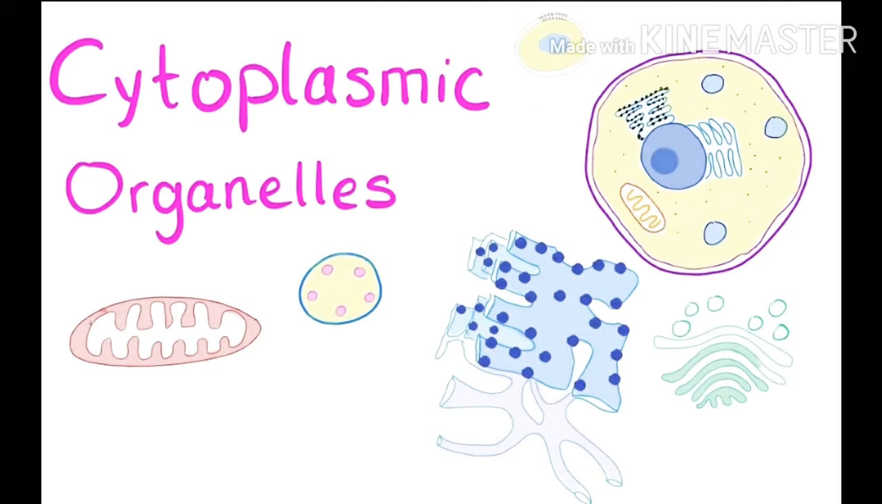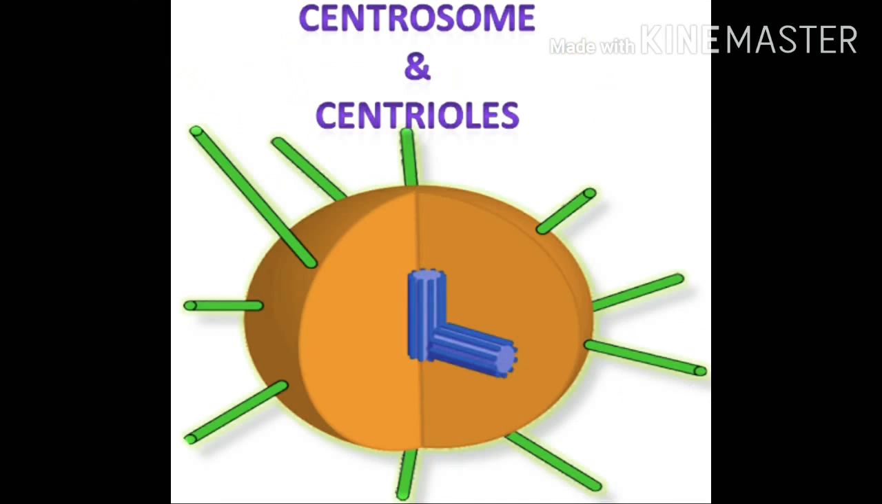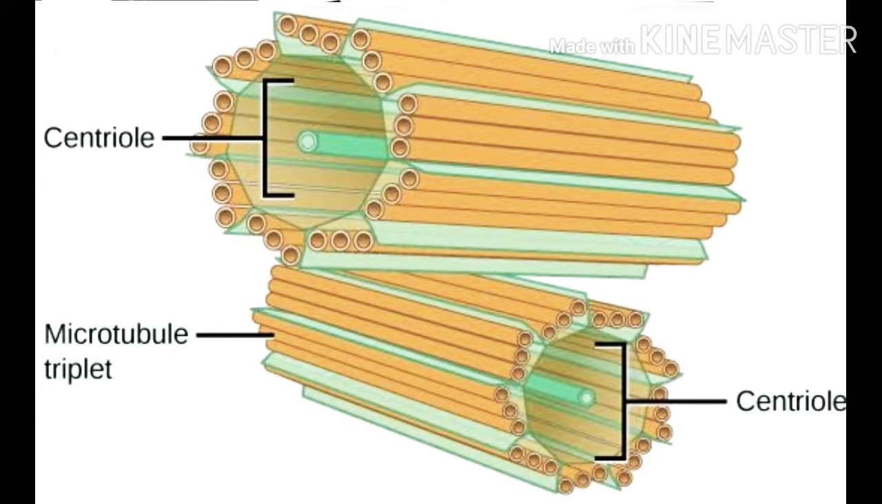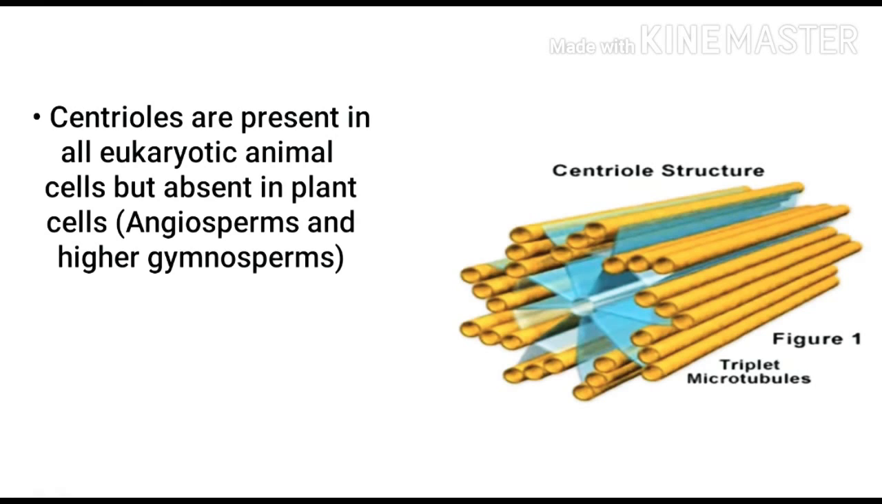So students, today I am going to discuss some more structures present in the cytoplasm of the cell. The first one is centrosome and centrioles. These centrioles are small microtubular structures. As you remember, I have discussed these microtubular or cytoskeletal structures in previous videos. Centrioles are present in almost all eukaryotic animal cells.